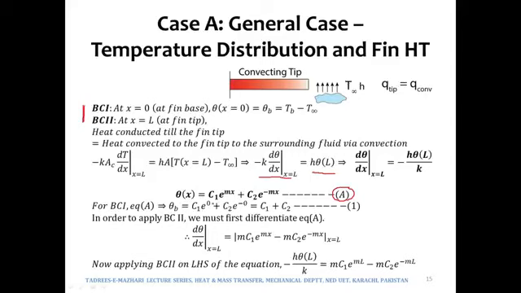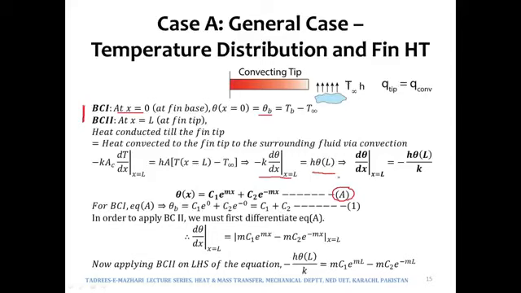So if we put the first boundary condition in equation A, the first boundary condition says that where x is 0, theta has a value of theta b, and theta is in fact the temperature at any x minus T infinity. So theta at base means temperature at base minus T infinity. So theta would be theta b, and in place of x we will write 0. So e to the power 0 would become 1. So the right hand side of the equation would therefore be C1 plus C2.